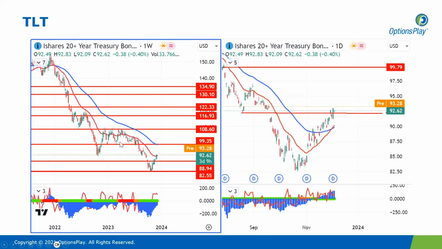108 was a clear resistance level that we could short from, and we were able to short TLT along this decline. However, with the macro conditions the way they are, with yields declining and with a more dovish Fed, it makes more sense to now look for bullish positions in bond ETFs or bonds like TLT.